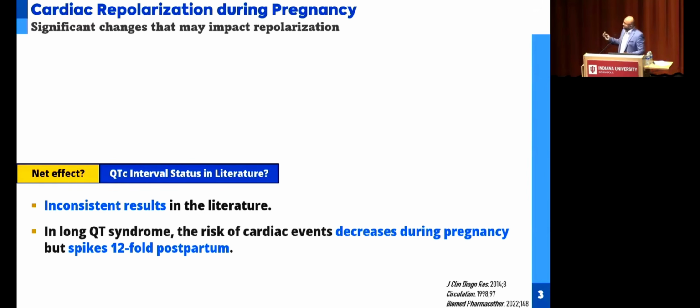However, there was consistent evidence from long QT syndrome patients, who have a genetic mutation in HERG, and not only HERG, but other ion channels responsible for repolarization. We found that the risk of cardiac events decreases during pregnancy, and then it spikes 12 times postpartum. So there's something happening in pregnancy compared to the non-pregnant state.